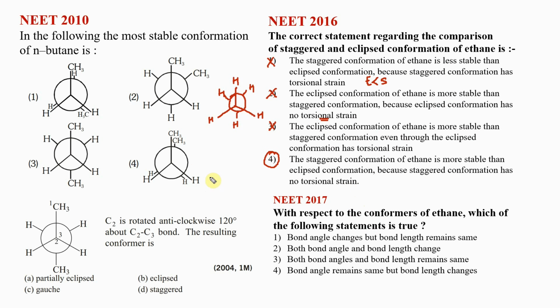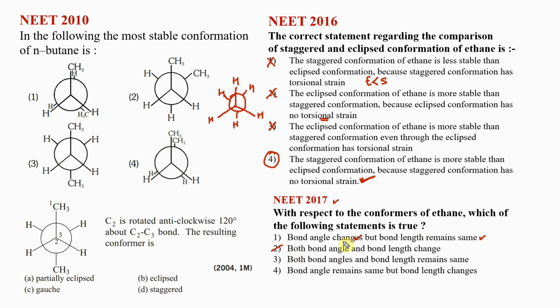Torsional strain is basically this interaction that you have. Okay, eclipse has more torsional strain than staggered. With respect to the conformers of ethane, see, for those preparing in 2016-17, if you had looked at the PYQ and knew this question, you will be able to answer this. With respect to conformers of ethane again, which of the following statements is true? What happens in conformers? When we rotate, the bond angle changes. So bond angle changes but bond length remains the same. Yes, bond length has to be the same, C single bond C, C single bond H, everything. Bond angle and bond length change. Nope. Both bond angle and bond length remain the same.